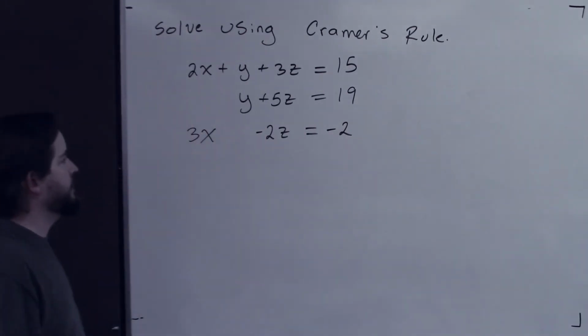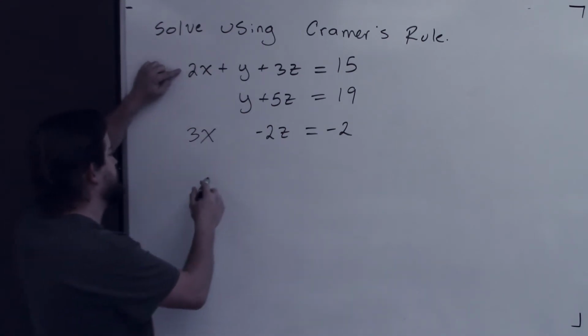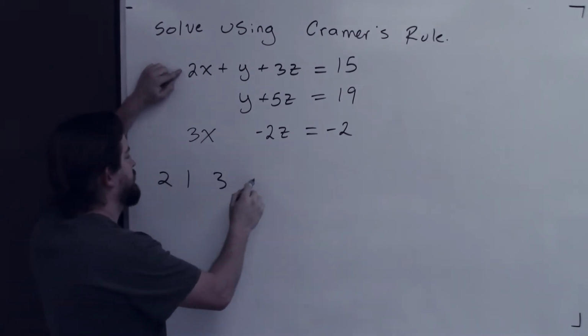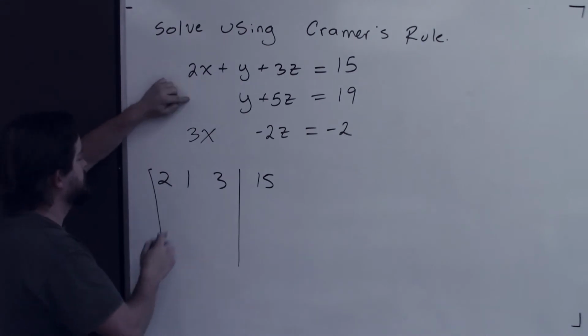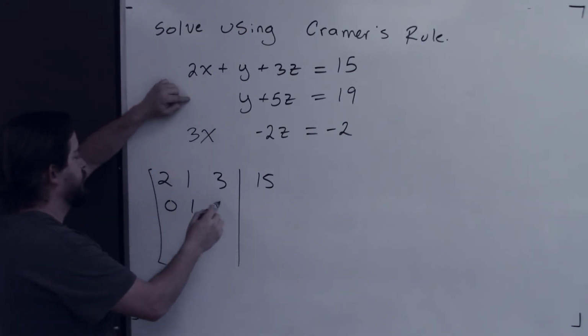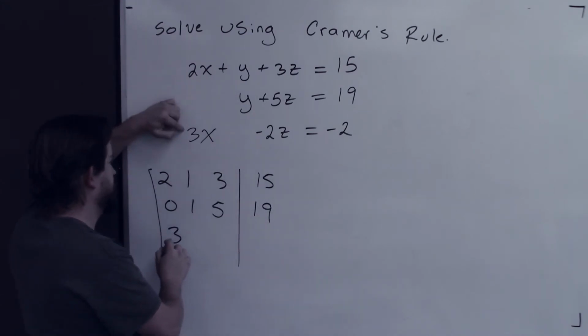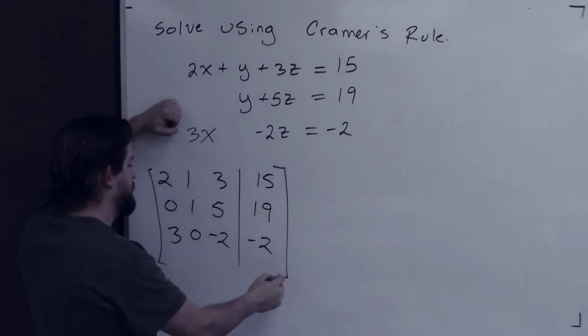But we're looking at this one, we're going to use Cramer's rule, so I want to know what the matrix is. So this is 2, 1, 3, 15, 0 for the x, 1, 5, 19, 3, 0, negative 2, and negative 2.